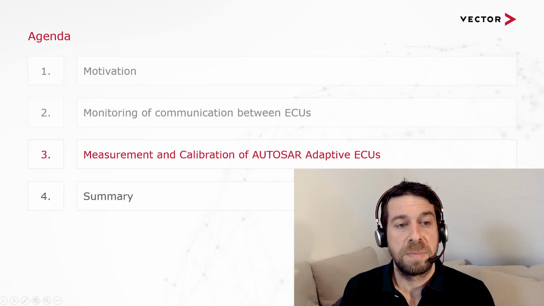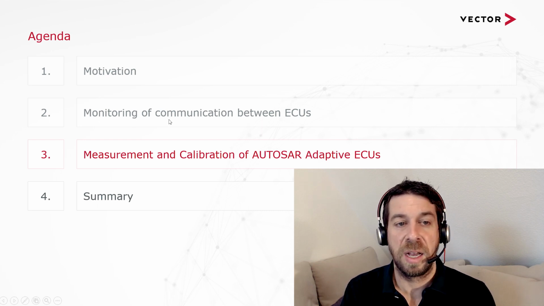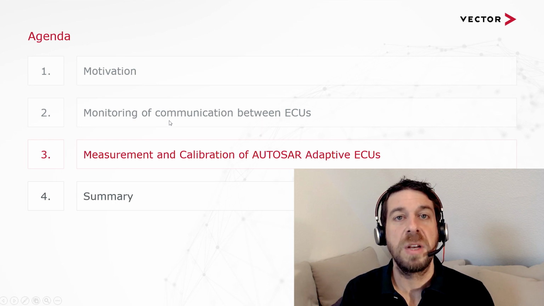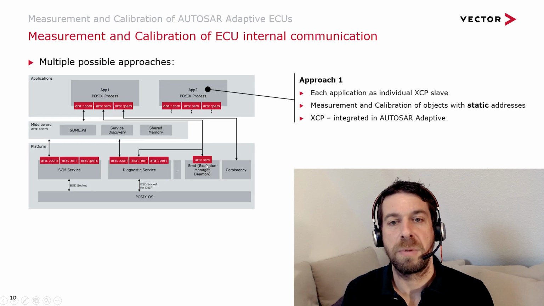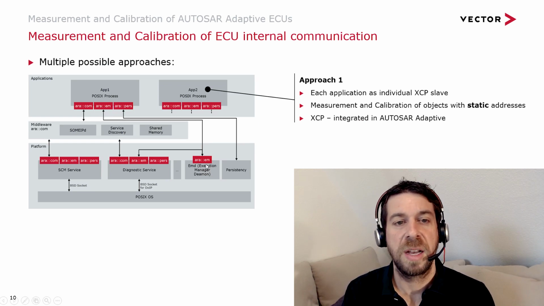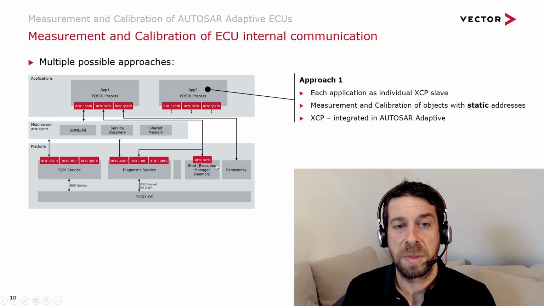But now we are coming to the measurement and calibration of AUTOSAR Adaptive ECUs. We are going now inside the ECUs. Like I told you before, if we are just monitoring the communication between the ECUs, it's not so easy to see what happens inside. We can only see what the ECU communicates to other ones. Now have a look inside. For this, we have 3 different approaches, because there is no standard available at the moment. So I cannot tell you which method will be used as a standard in 5 years.